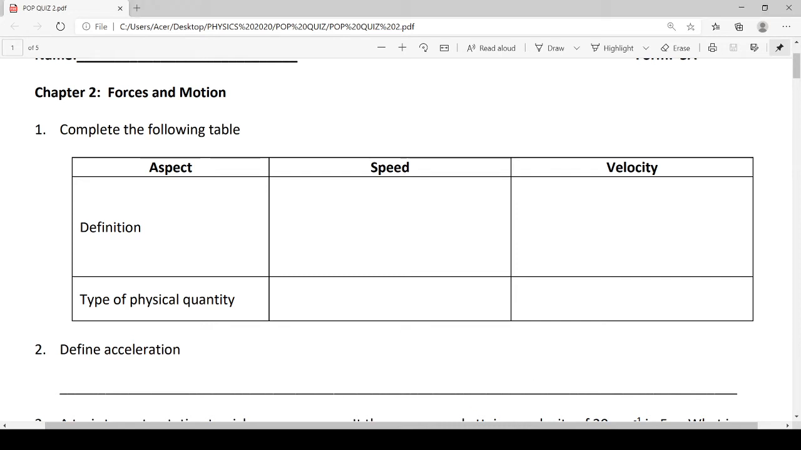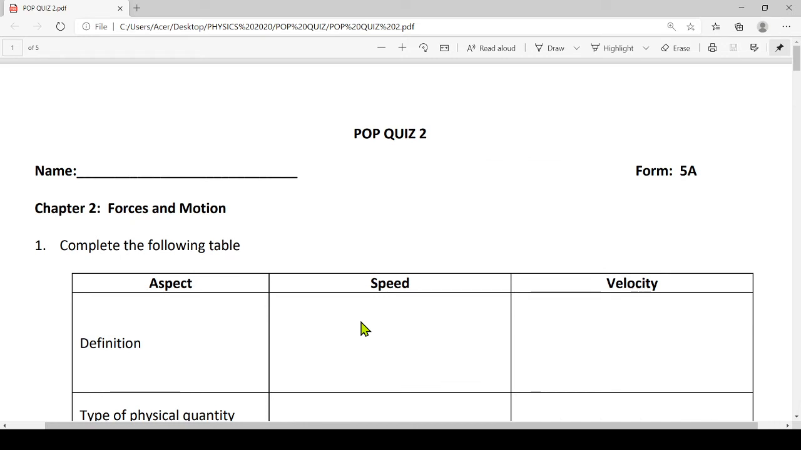Salam sejahtera. Hari ini kita akan bincangkan pop quiz yang kedua yang menyentuh topik yang kedua, forces and motion.